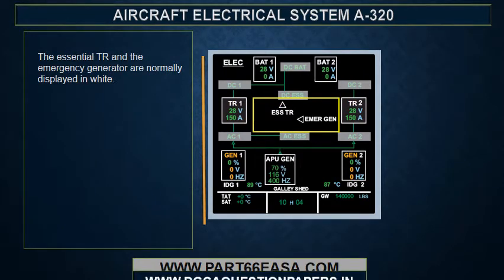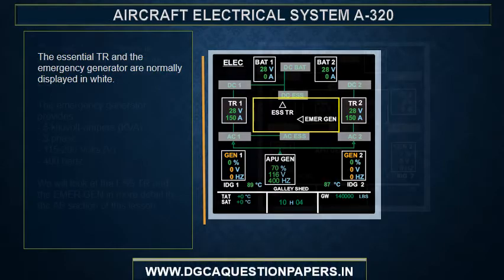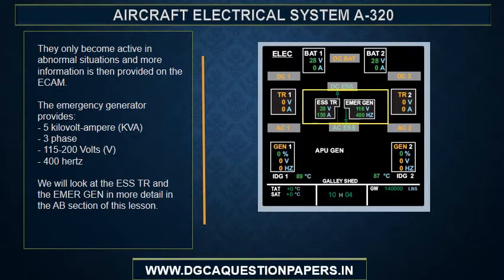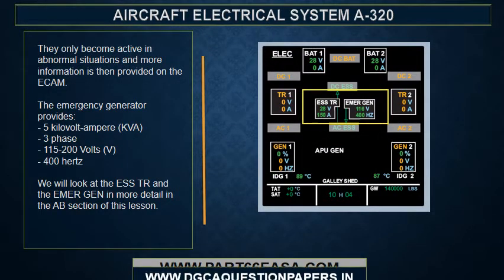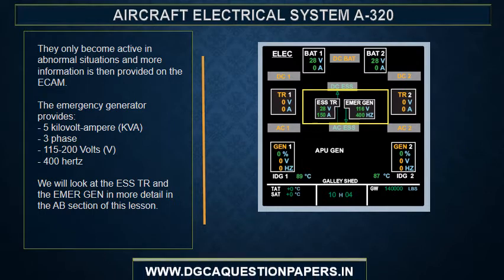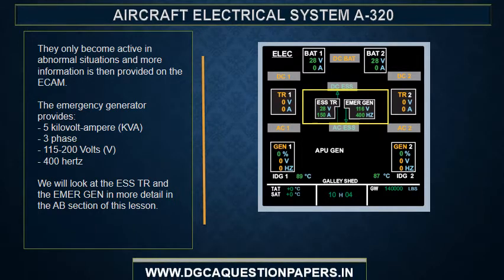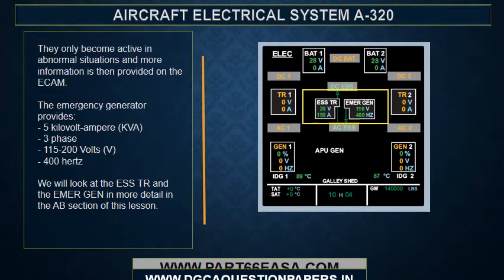The essential TR and the emergency generator are normally displayed in white. They only become active in abnormal situations, and more information is then provided on the ECAM. The emergency generator provides 5 kVA, 3-phase, 115 to 200 volts, 400 hertz. We will look at the essential TR and the emergency generator in more detail in the abnormal operation section of this lesson.